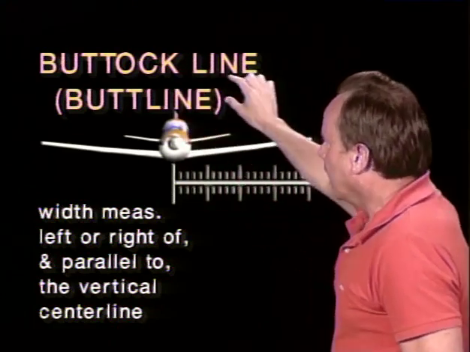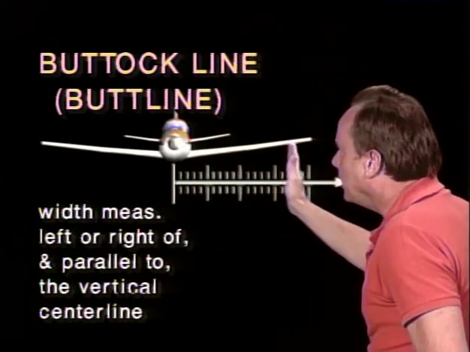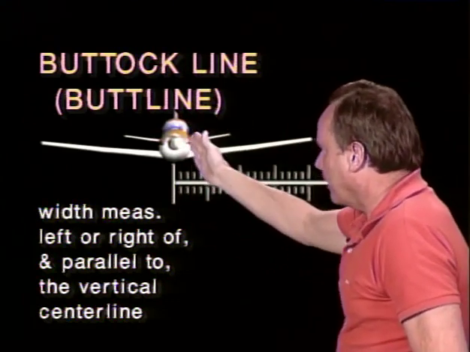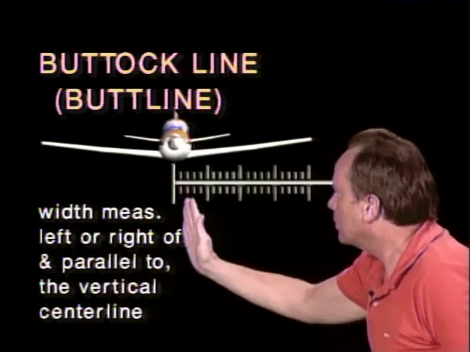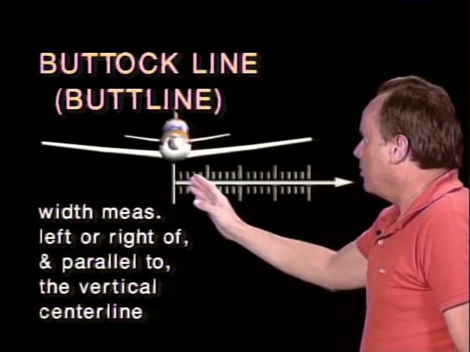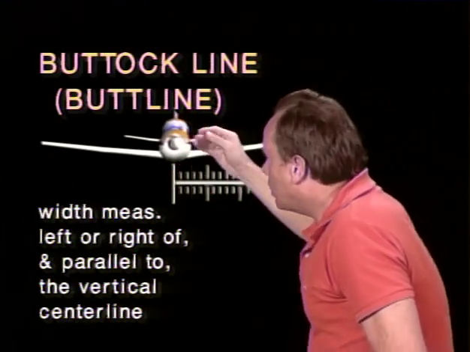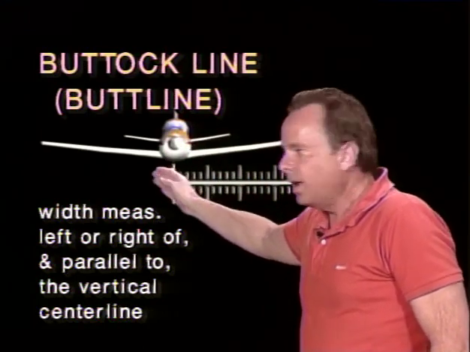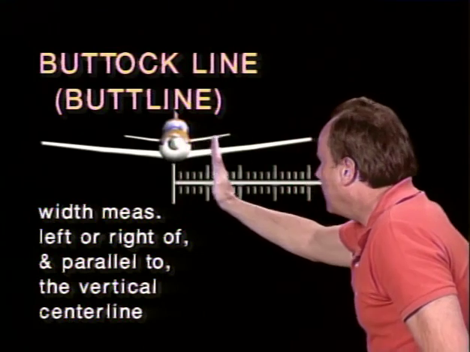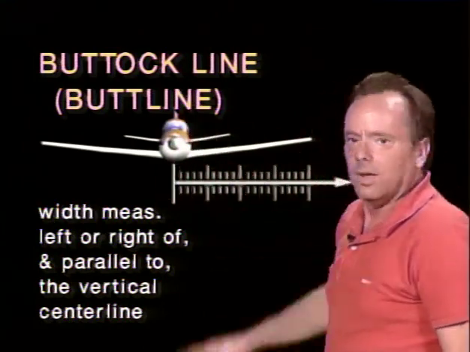Well, the buttock line or butt line of the aircraft is how far you are left or right from the center of the aircraft. It's the width measured left or right and parallel to the vertical center line of the aircraft. So you would say that fuselage station 108 means you're 108 inches aft of the datum line. If you said I'm at buttock line or butt line 108, it means you're 108 inches to the left or to the right of the center line of the airplane.